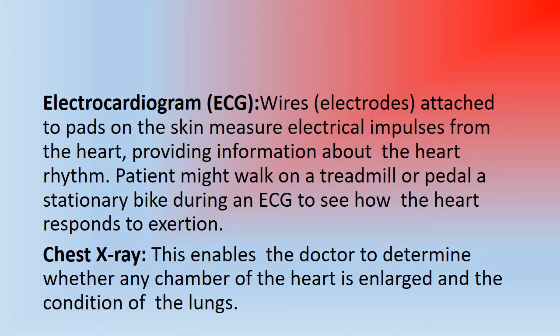And electrocardiogram, that is the normal ECG. Electrodes will be placed on the patient's chest and arms, providing information about the heart rhythm. We can also ask the patient to walk on a treadmill or pedal a stationary bike during the ECG. That is how we assess the heart's response at the time of exhaustion. And chest X-ray. With a chest X-ray, mainly we can determine whether there is any enlargement of the left atrium or right ventricular hypertrophy.